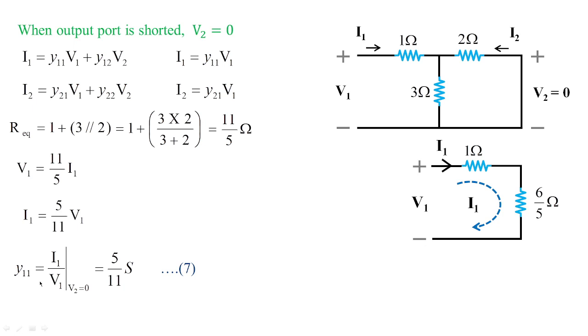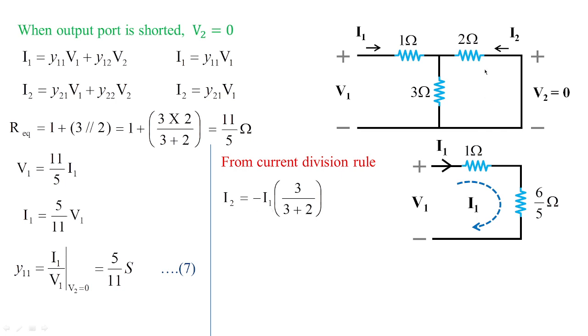Let me treat this equation as 7, and from the current division rule I am going to obtain I2 in terms of I1, so that I can easily obtain Y21, whose relationship is between I2 and V1. Already we have I1 in terms of V1.